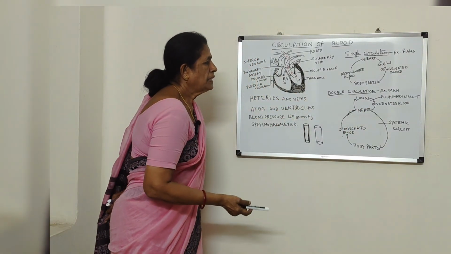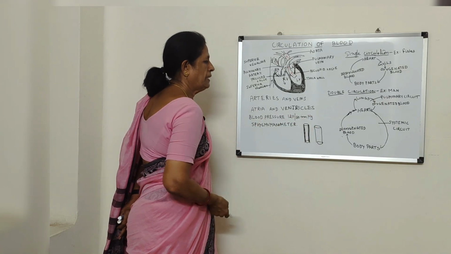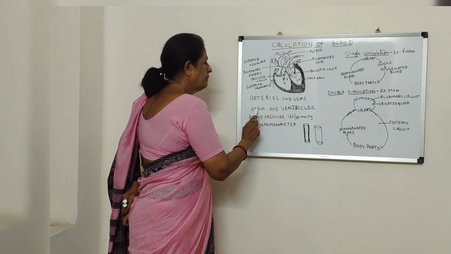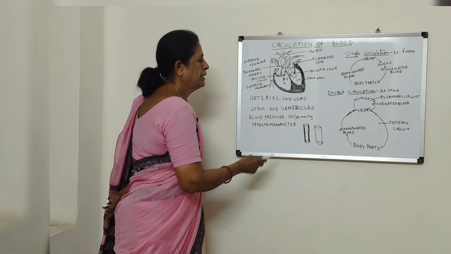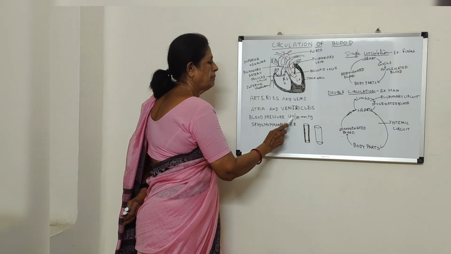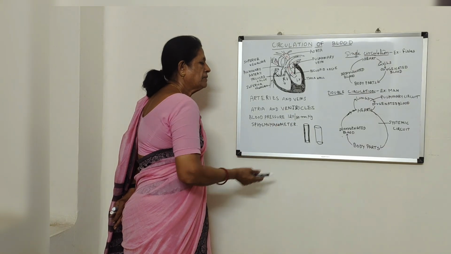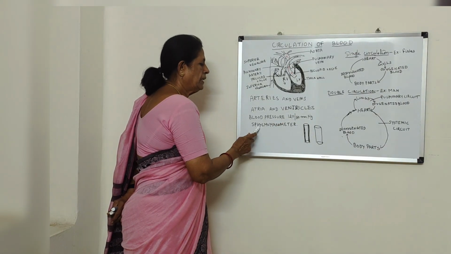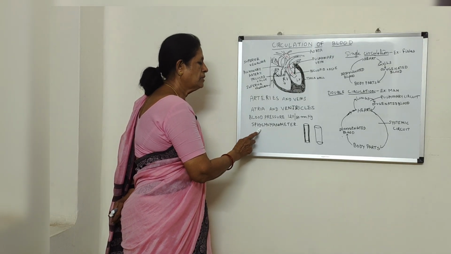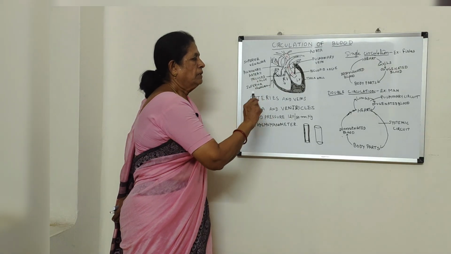So this is the circulation of blood in fishes and in higher animals: single circulation and double circulation. Differences between arteries and veins, differences between atria and ventricles. Blood pressure: a normal healthy person has blood pressure of 120 by 80. 120 is systolic pressure, 80 is diastolic pressure. The instrument with which blood pressure is measured is the sphygmomanometer. So this is about the important part of circulation.